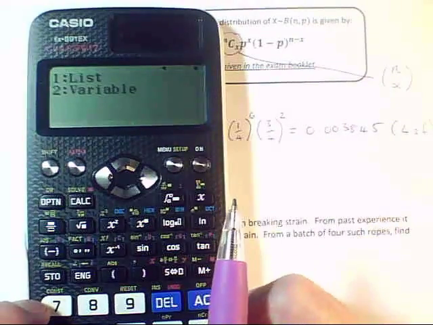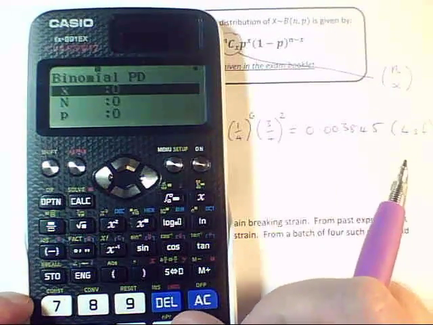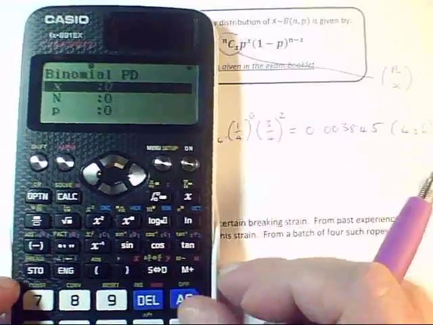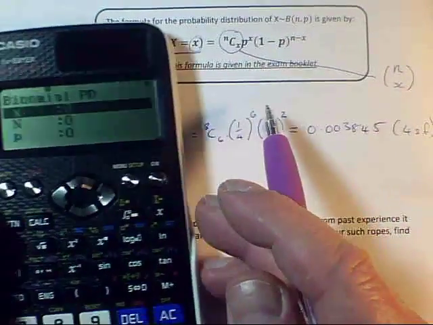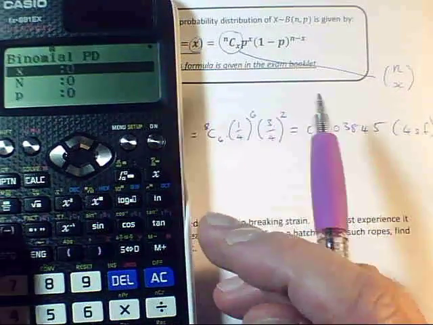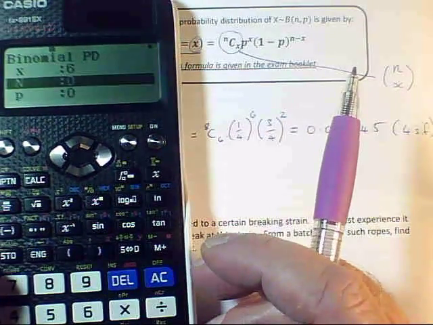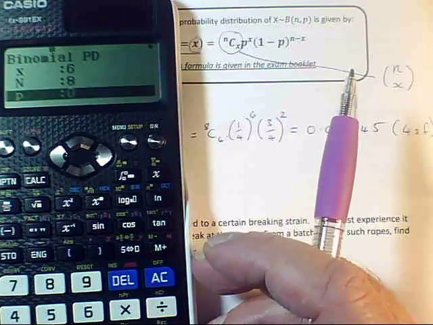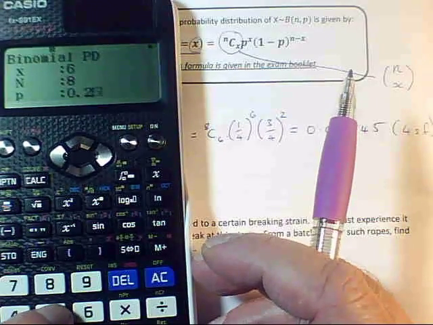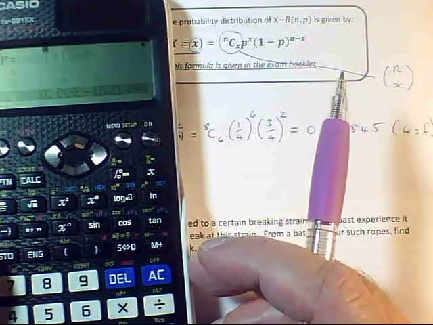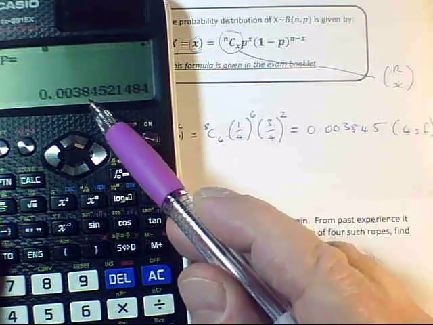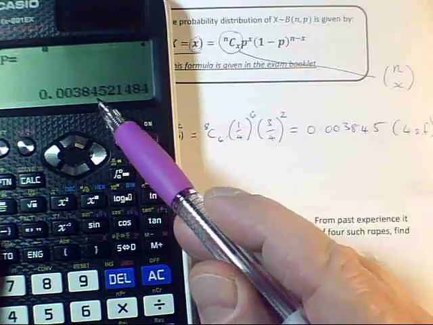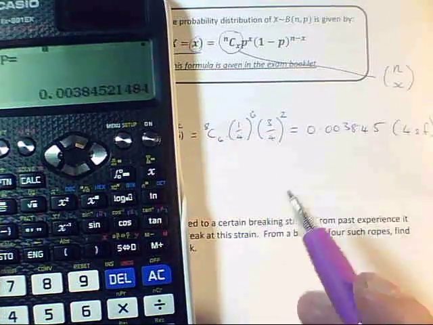I'm going to do variable here, so I can put in values of x and n and p. I've already got those: n is 8 and p is a quarter and x is 6. But I've got to put them in the correct order. So x first is 6, and n was 8, and p was 0.25. And I press equals again, and I get that exact same answer of 0.0038845, same as I got before.